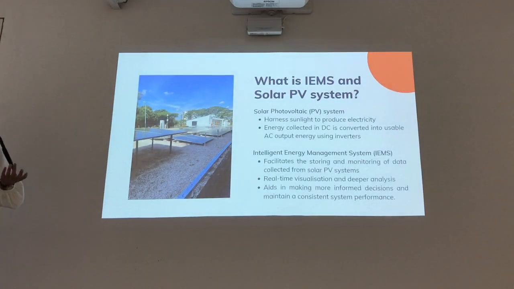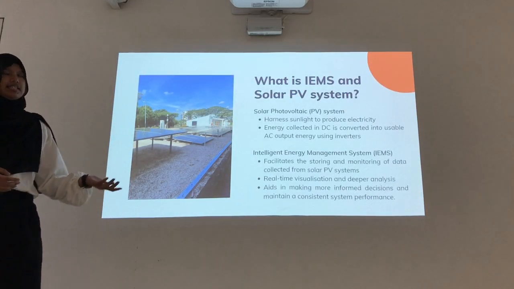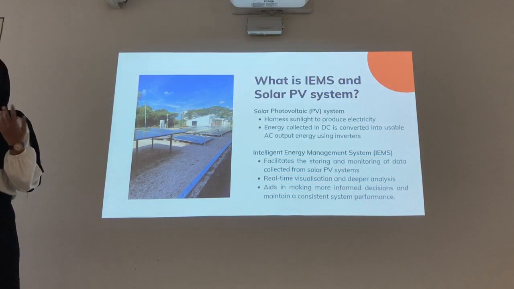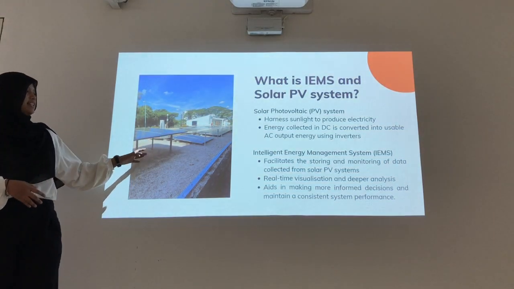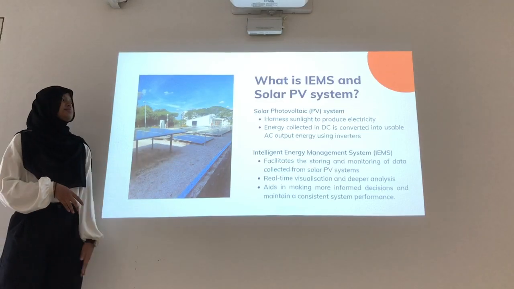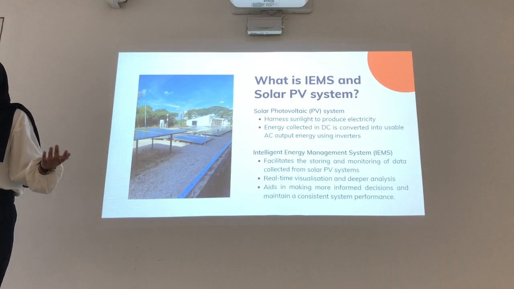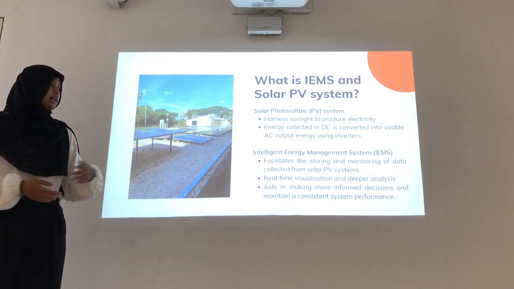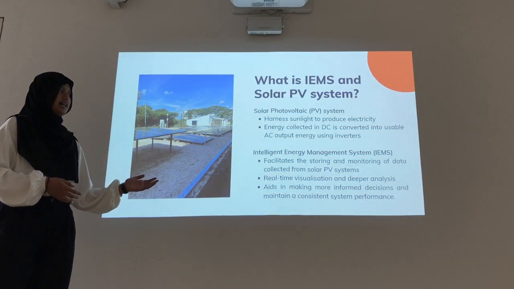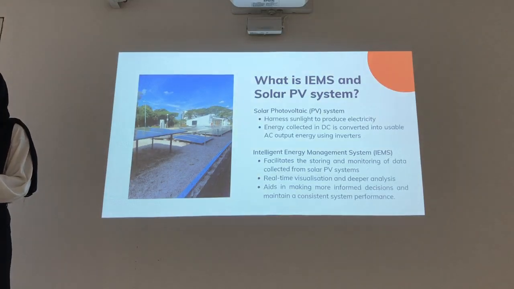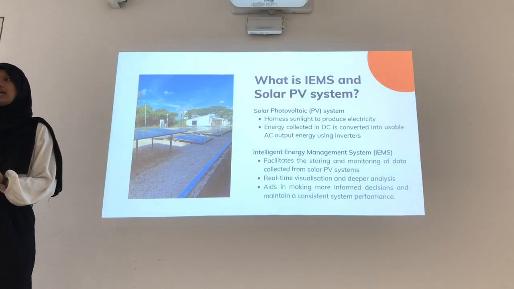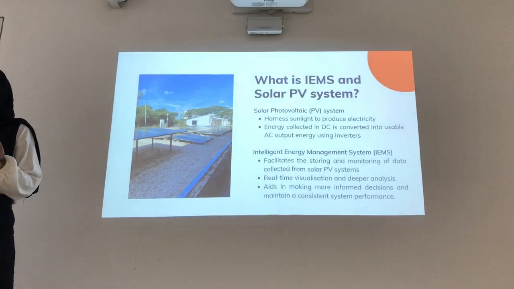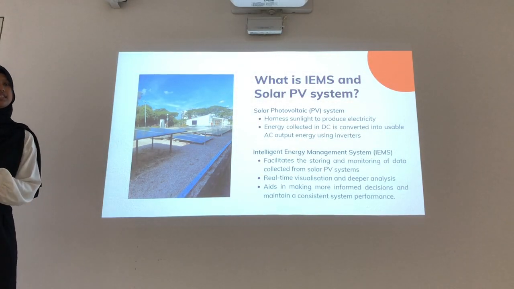So what exactly is IEMS and solar PV system? Solar PV stands for solar photovoltaic, and it harnesses sunlight to produce energy. As you can see here are the solar panels at block 39. The energy collected is in DC and will be converted into usable AC using inverters. This IEMS, Intelligent Energy Management System, is a system that stores and monitors data from this solar PV system. It enables real-time visualization and deeper analysis on the data collected.